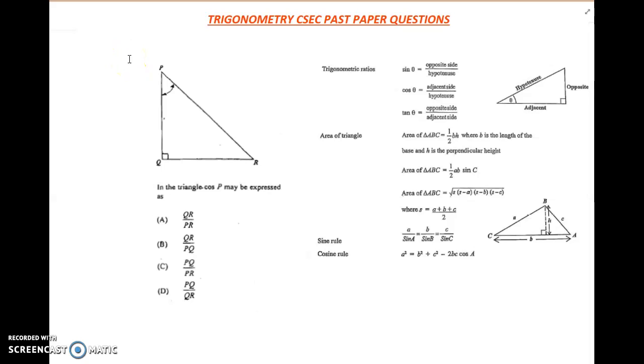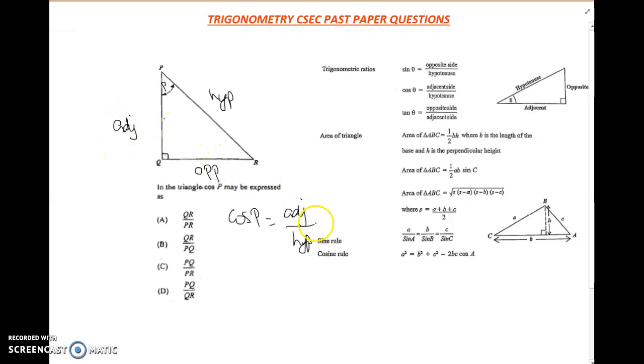Now this question says in the triangle, cos P may be expressed as, now we have our triangle PQR. Cos P. So this is the angle we're talking about, P, right by the P there. So what is cos P? Cos is adjacent over hypotenuse. Again, label the diagram. Always do that first. I should have done that before. This is my given angle. So this is the opposite. Remember, across from the right angle is the hypotenuse, and then we have your adjacent.